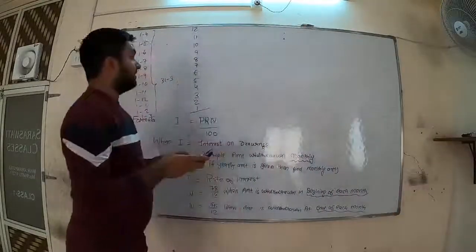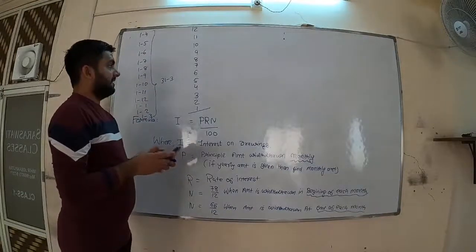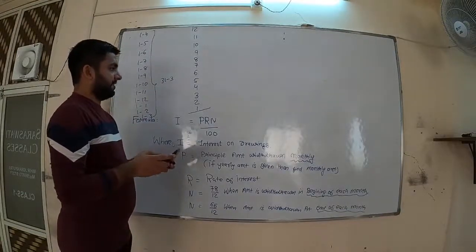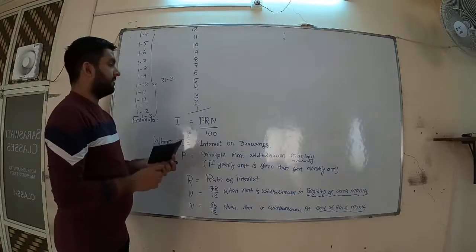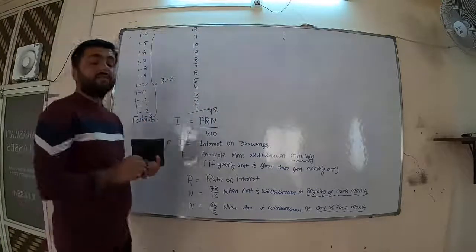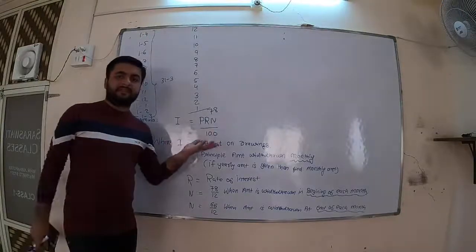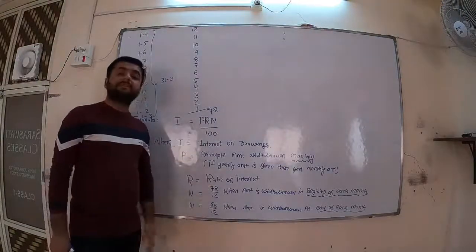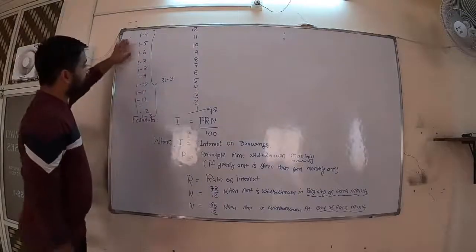12, 11, 10, 9, 8, 7, 6, 5, 4, 3, 2, 1. It is 78. What you have to remember, you don't have to explain this thing in exam. I am just explaining why it is 78 by 12. How is it 78 by 12?